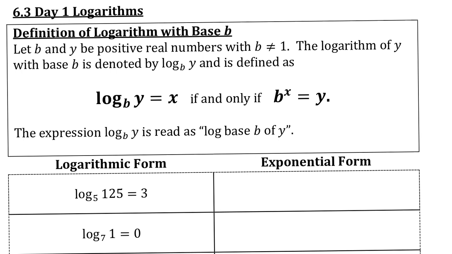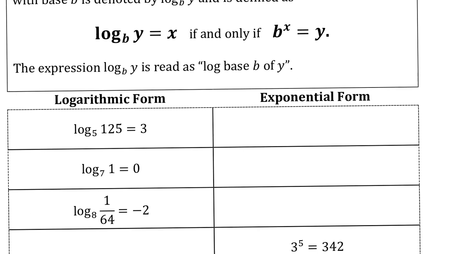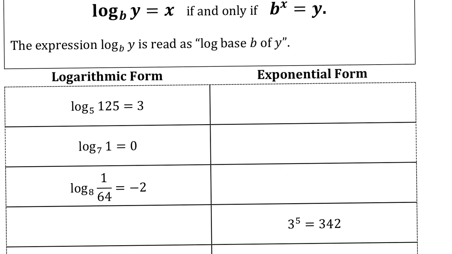Okay, so to start off, we're just going to practice converting between the logarithmic form and the exponential form, and this is the most important thing you need to know about logarithms. In this table, this is logarithmic form. The way I say this is log base 5 of 125 equals 3. I'm going to rewrite it in exponential form. This is log base 5, so this is the base. When I rewrite it, the base is 5.